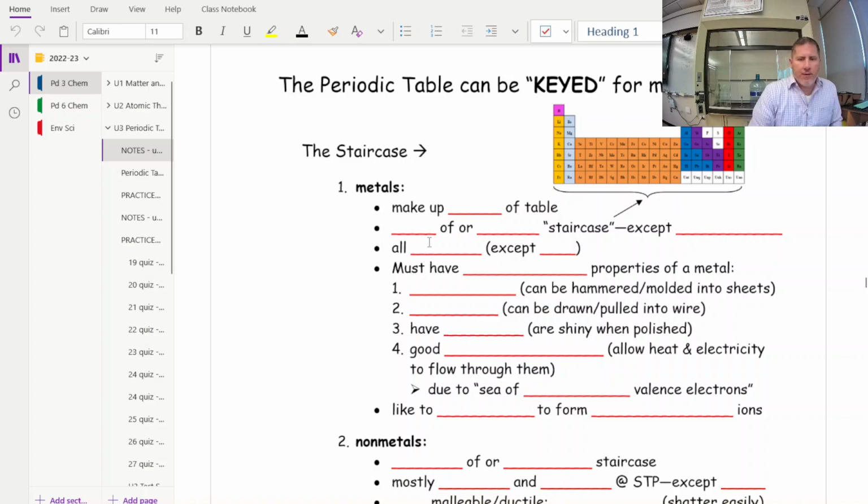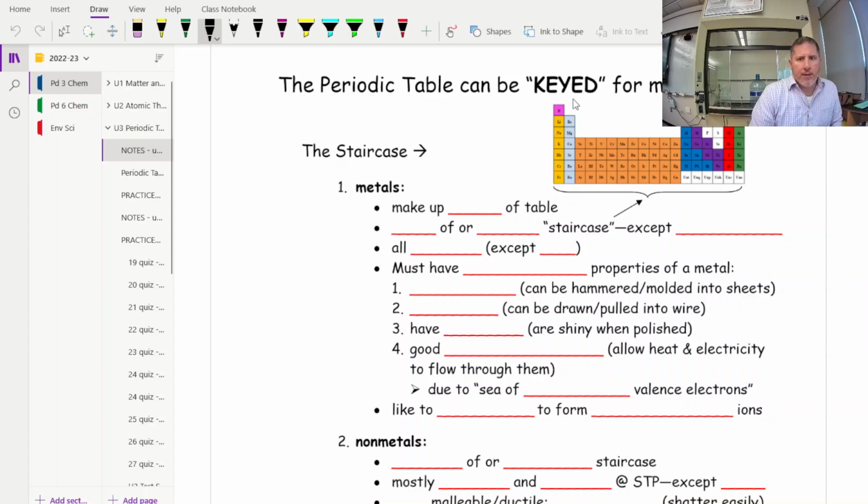All right, if you turn to page 11, you'll see that the title is The Periodic Table Can Be Keyed. The idea of being keyed means it's organized in a way that you can understand a specific property. We have what we call a staircase. I think we talked about it before. It goes through the periodic table like this. It separates the nonmetals from the metals.